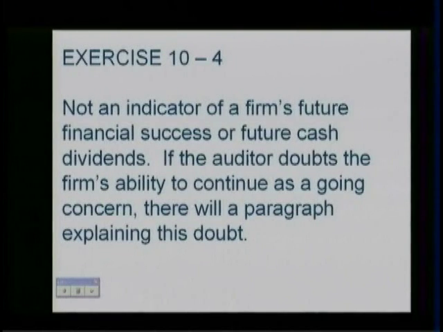Continuing with that, question 4 says, to what extent is the auditor's opinion an indicator of a company's future financial success and future cash dividends to the shareholders? Well, at no point in the audit report does an auditor look at the future. This is a past event. They're looking at things that have happened already. Auditors do not forecast, so you will see no indication in the auditor's report of anything in the future. However, if the auditor does not think the company will be able to continue into the future, there will be a paragraph called a going concern paragraph, which states that the auditor doesn't think the firm will be able to continue in business in the future.